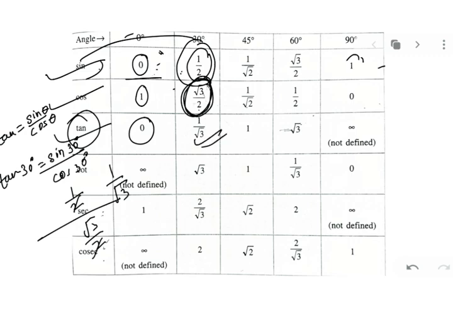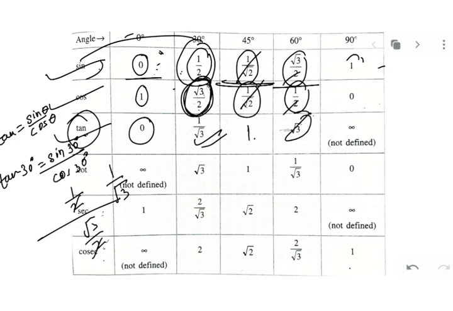Getting my point clear? Then for tan 45 you have 1 upon root 2, which is sin 45, upon 1 upon root 2, which is cos 45. Both get cancelled, so the answer will be 1. Tan 60 degree will be sin 60 degree upon cos 60 degree. So root 3 upon 2 upon 1 upon 2. The 2 will be cut and the answer will be root 3.